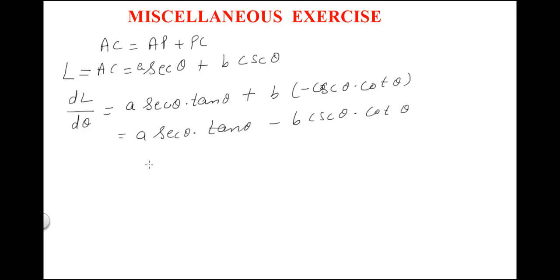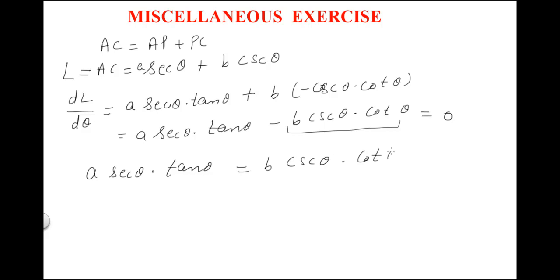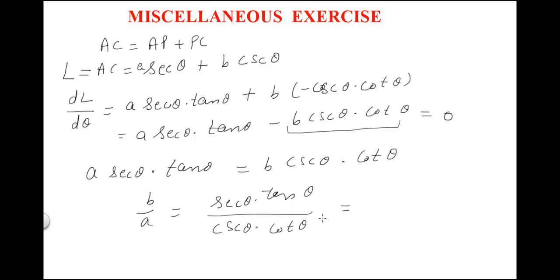Now for the critical point, we put the first order derivative equal to 0. Putting this equal to 0, we have a sec theta tan theta. We can transpose this term to the other side, and we will get b cosec theta cot theta. Now let us find out the value. So we have b divided by a equals secant theta tan theta divided by cosec theta cot theta. Just solving it, what do we get? Just see carefully.